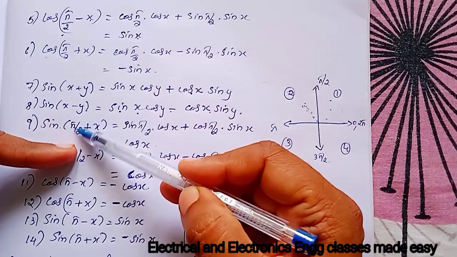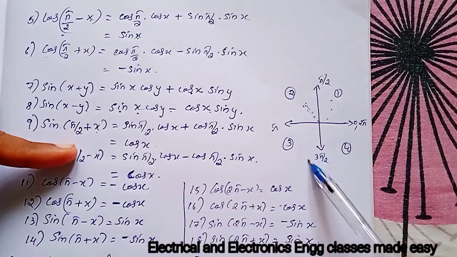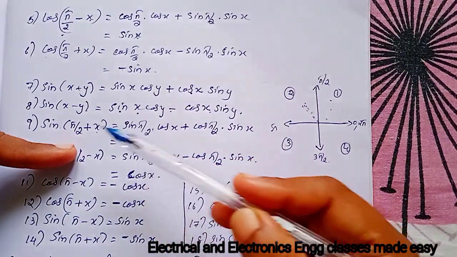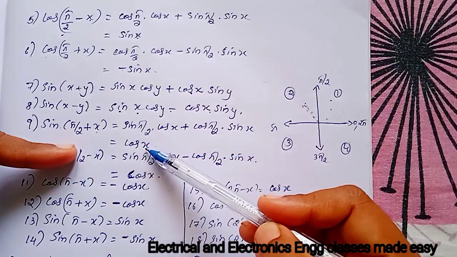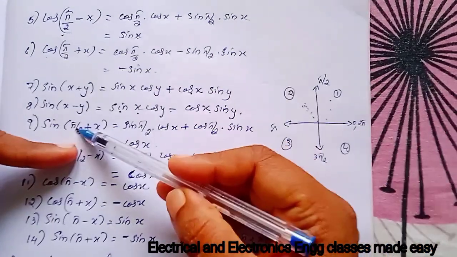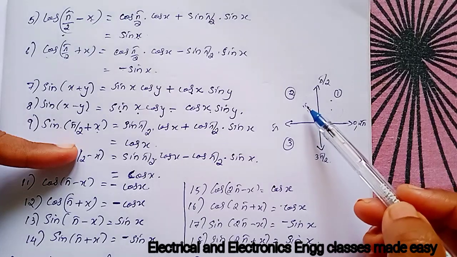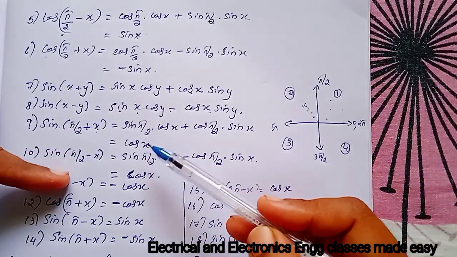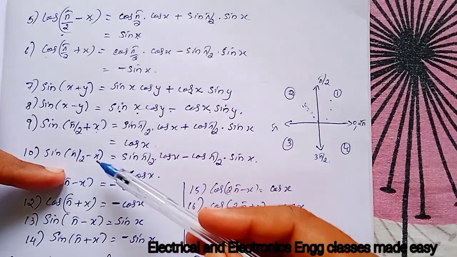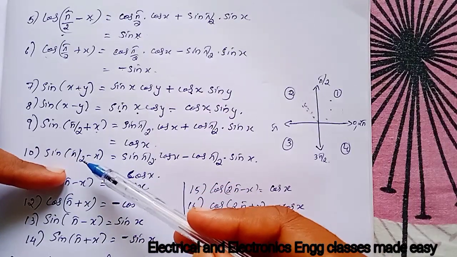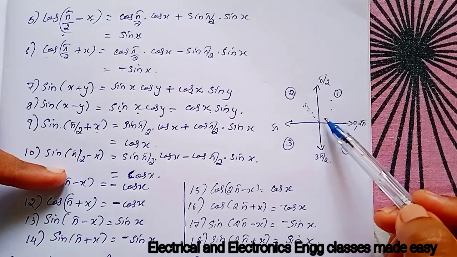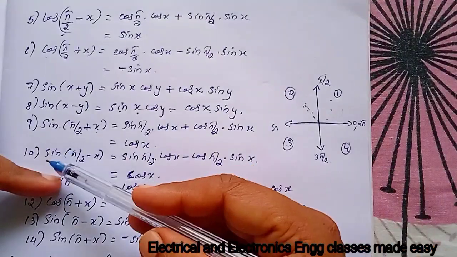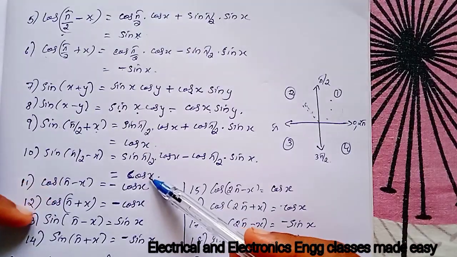Then sine π/2. If this is π/2 or 3π/2, then if this is sine, we have to write a cos here. For cos we have to write a sine here. So this is sin(π/2 + x), and that lies in this quadrant, so we have to write cos x. Then next is sin(π/2 − x). It is in this quadrant, and in this quadrant sine is positive, so we have to write cos x.